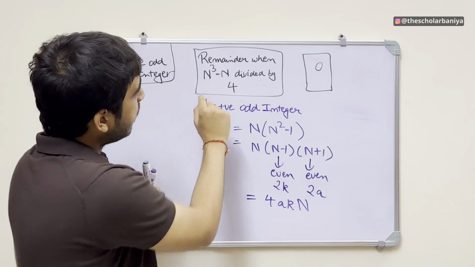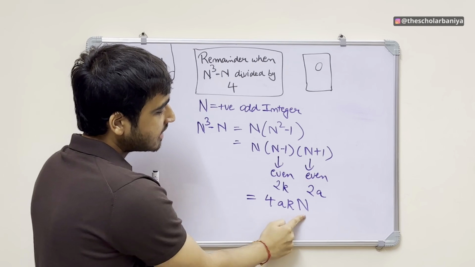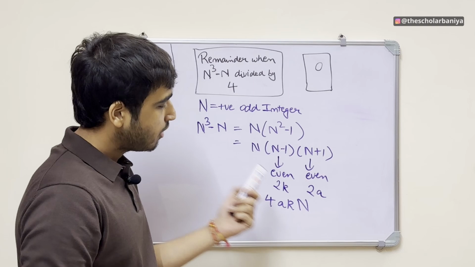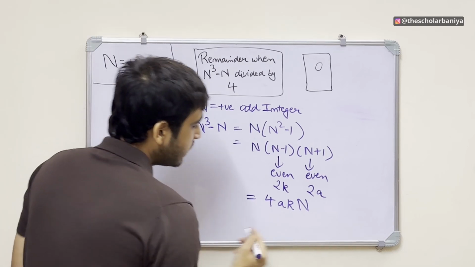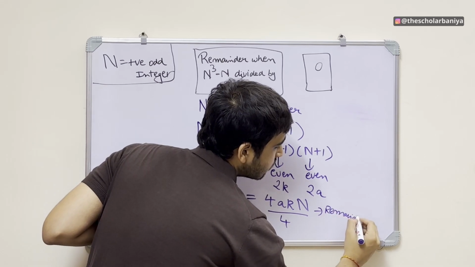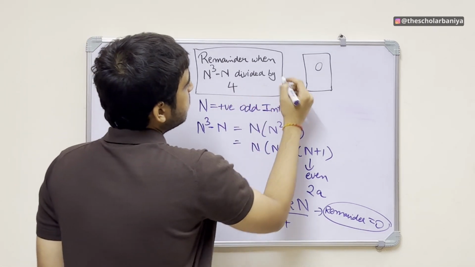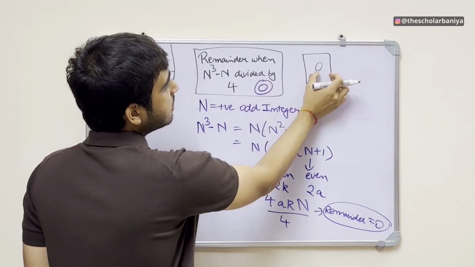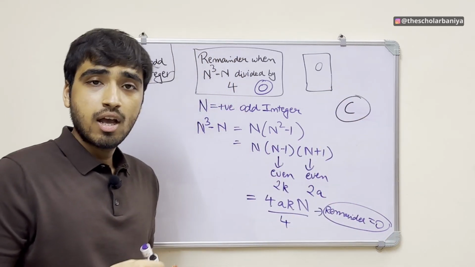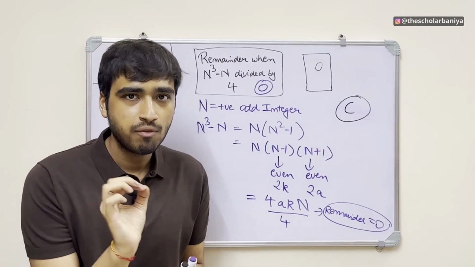Now we were asked in the question about n cube minus n divided by 4. So what is n cube minus n? n cube minus n is this. If we divide this by 4, what will we get as a remainder? 0, right? Because this is completely divisible by 4. So we get 0 as a remainder. So the answer is 0 over here. So 0 is this, 0 is this. These both are equal. So the final answer is C. I hope this is clear. There should not be any confusion. Simple question. So this is one way of solving this question, right?